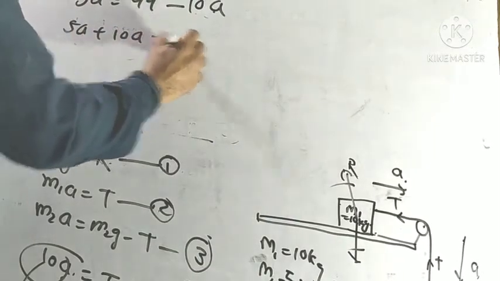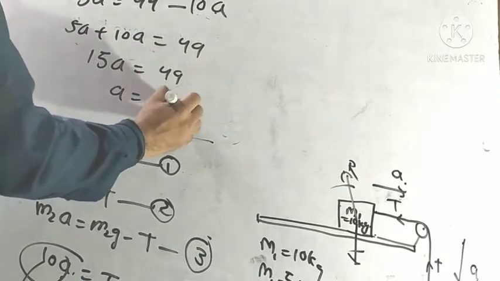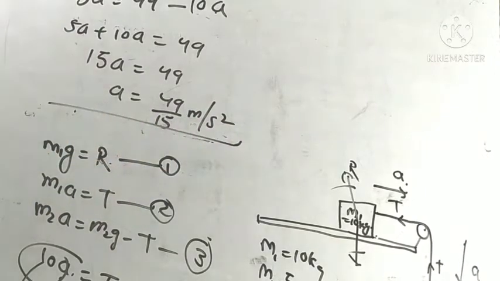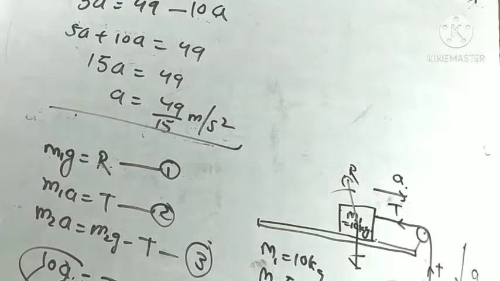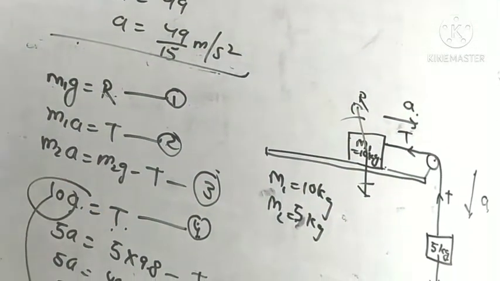15A is equal to 49. So finally A is equal to 49 upon 15 meter per second square. Okay, so this is the value of acceleration. Now we put this value of acceleration in equation number 4, then we will get tension T in the string.